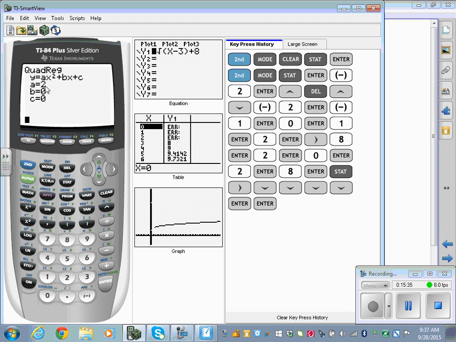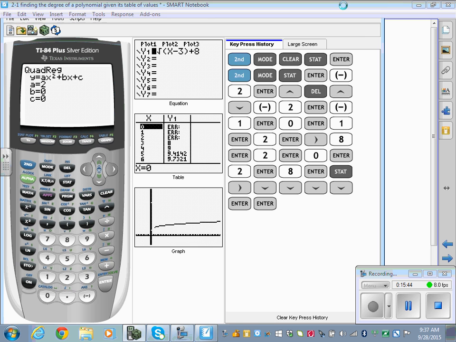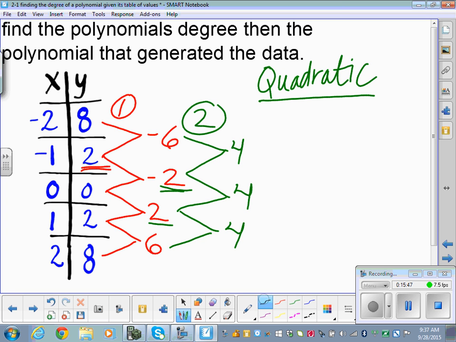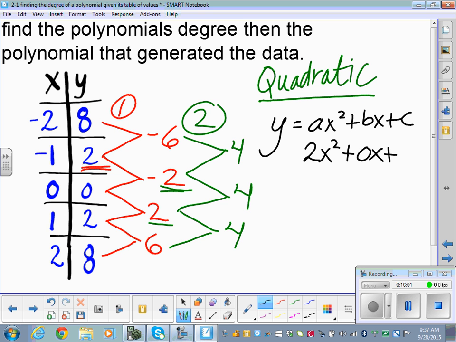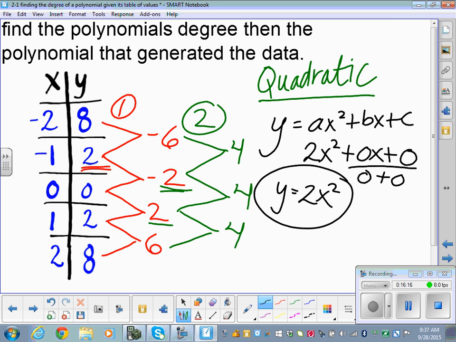It also gives you a is 2, b is 0, c is 0. So now we'll just plug that in. Does everybody see it on your calculator? So we know quadratics have the form y is equal to ax squared plus bx plus c. And the nice thing is your calculator told you that. It gave you a was equal to what? So we're going to have 2x squared plus, what would b be? 0x plus c, which is 0. So for our final answer, 0x is 0, plus 0. 0 plus 0, guys, is 0. So we have 2x squared. So y is equal to 2x squared is a polynomial that generated these xy points.